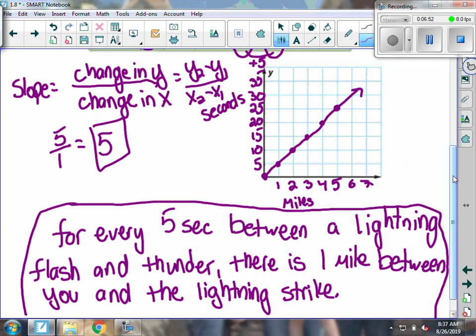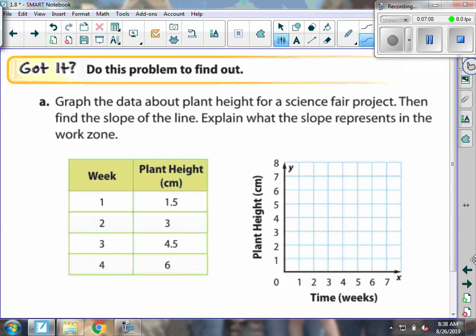Make sure that you get that copied down. When it comes to figuring out the slope, remember it's just the same thing that we did on Friday. Nothing new there. Copy this down and try this one on your own. Graph the data about plant height for a science fair project. Then find the slope of the line. Explain what the slope represents in the work zone. Take a moment and copy this down, please.